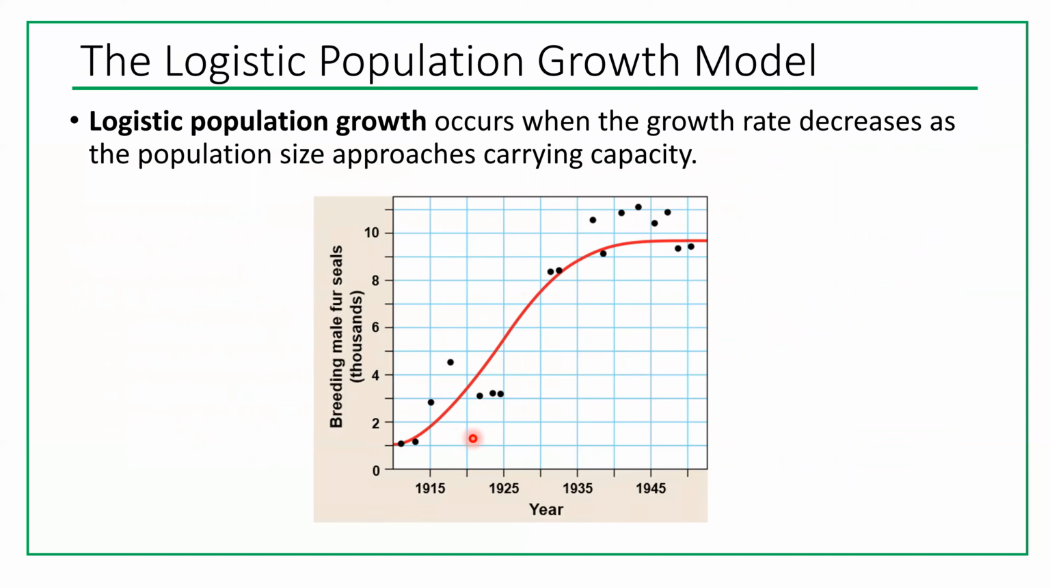And that's logistic population growth. So logistic population growth occurs when the growth rate decreases as the population size approaches carrying capacity, right? So here's exponential, and then we reach this plateau, right? Because we fluctuate a little bit, go up and down, but not too much above the carrying capacity.